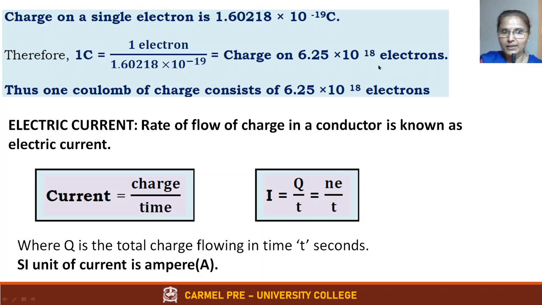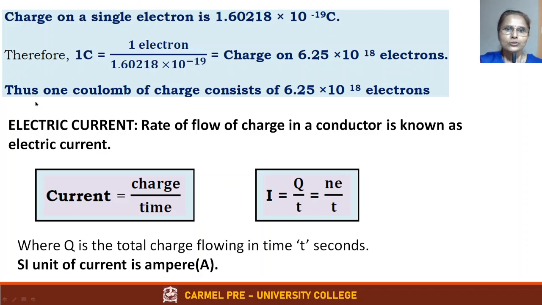What does this mean? 1 coulomb of charge has so many electrons. Can you imagine that? It's huge. That is why 1 coulomb is a huge quantity. We don't use 1 coulomb for all the problems. We will have 1 microcoulomb, 1 millicoulomb, like that. Milli means 10 to the power of minus 3, micro means 10 to the power of minus 6.